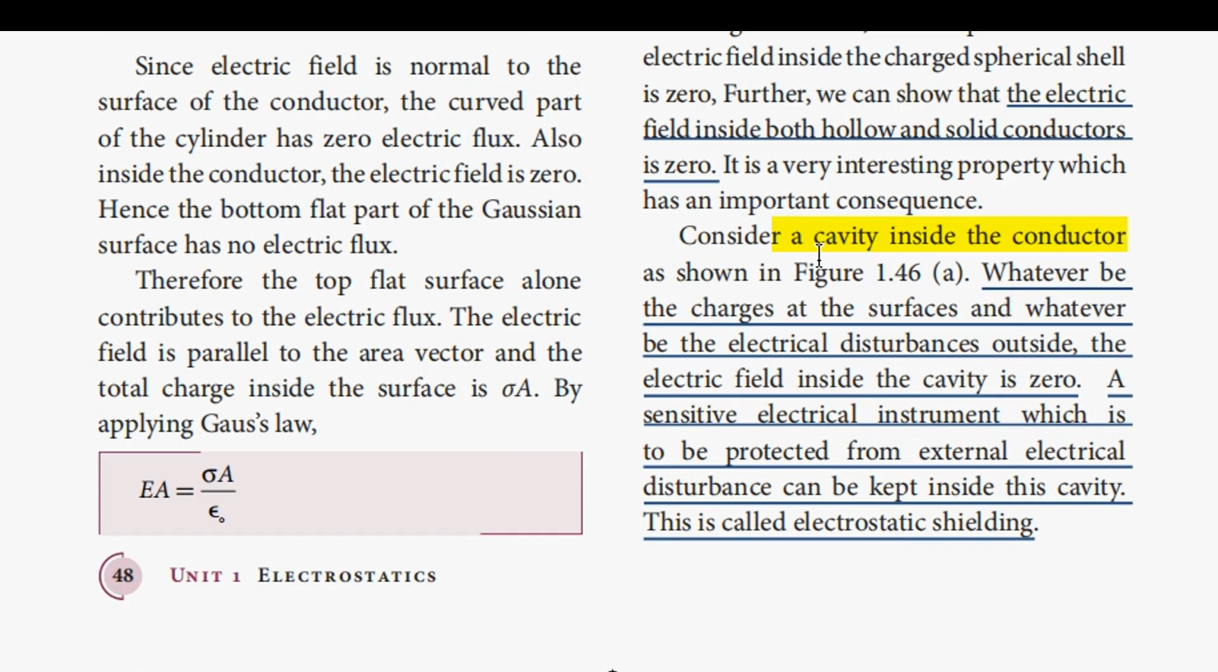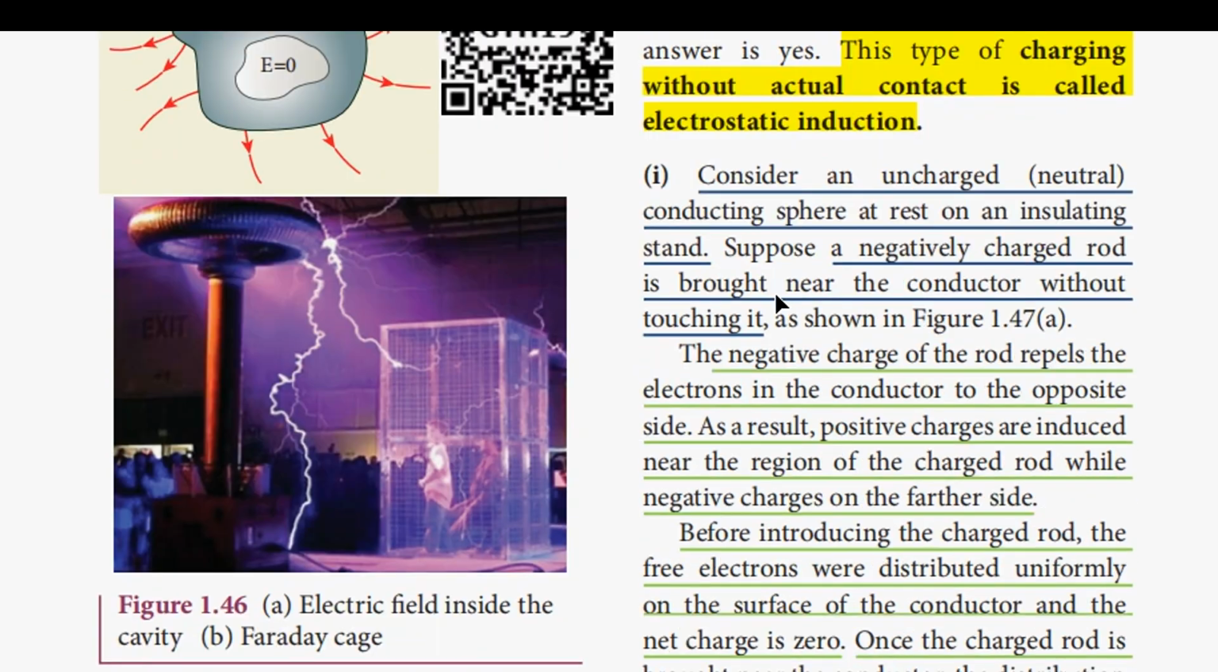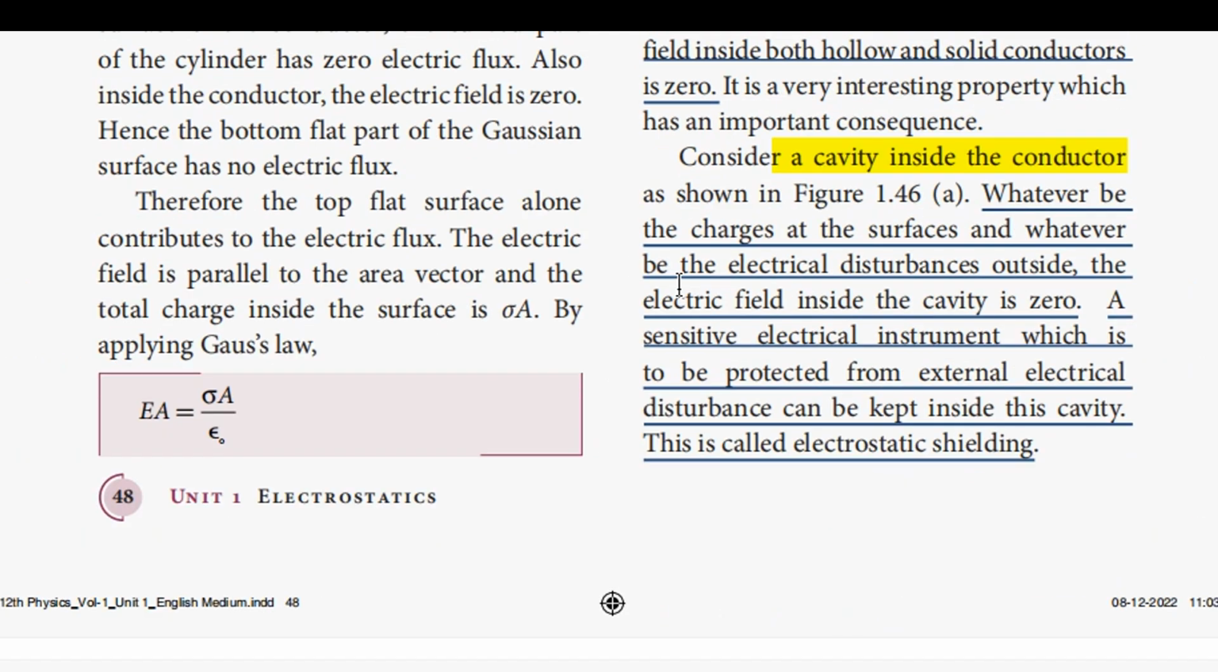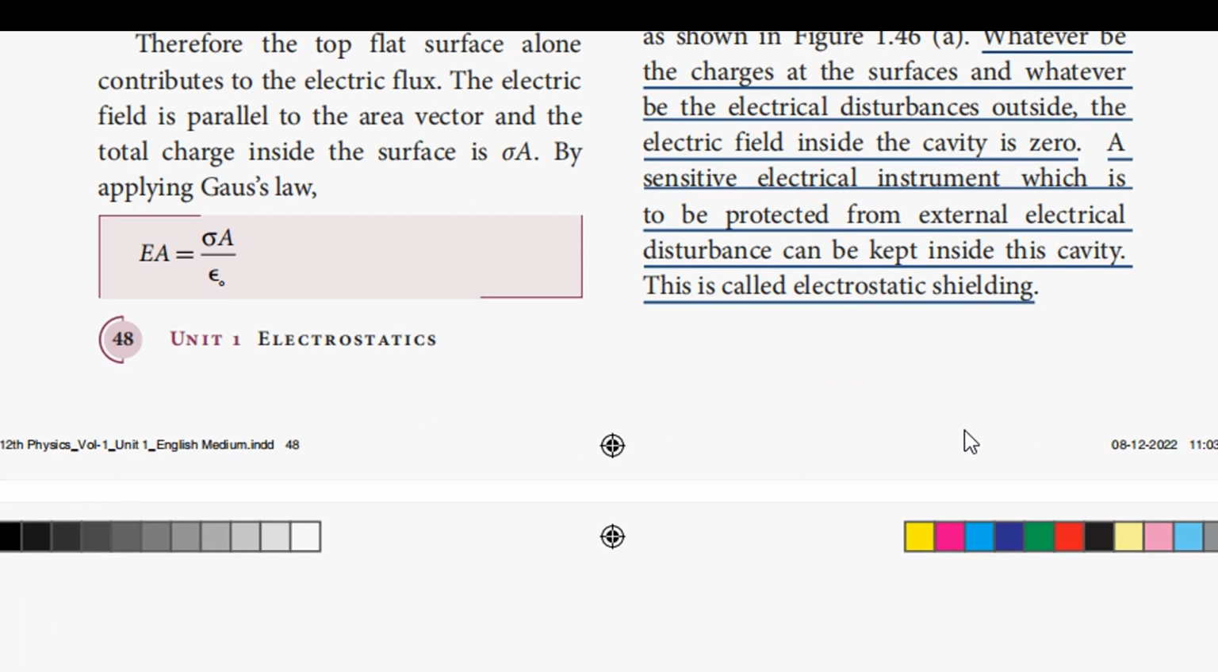For this, let us consider a cavity inside the conductor as shown in figure 1.46a here. Whatever be the charges at the surfaces and whatever be the electrical disturbances outside, the electric field inside the cavity is zero. A sensitive electrical instrument which is to be protected from external electrical disturbance can be kept inside this cavity, and this is called electrostatic shielding. So you can write this answer for what is electrostatic shielding.